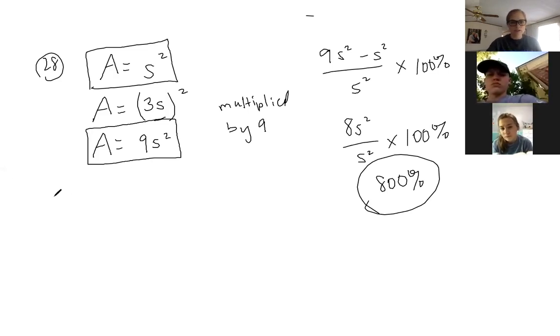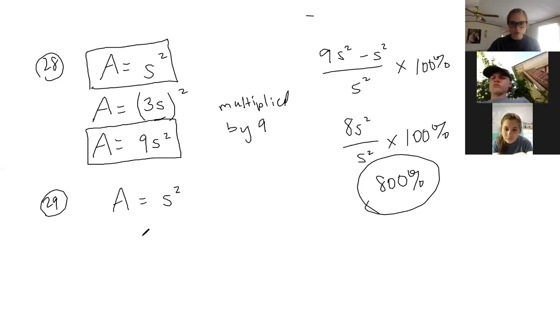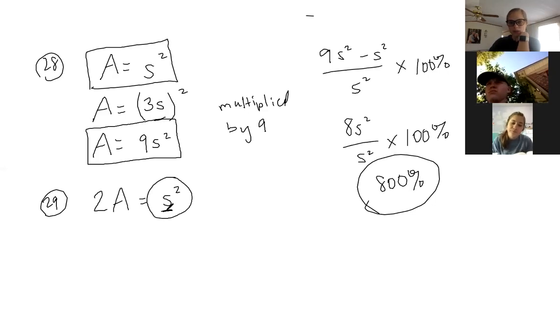All right, number 29. The area of a square can be doubled by multiplying each side by what factor? So the area of a square, which is A equals s squared, this area can be doubled or multiplied by 2 if each side s is multiplied by what factor? How do you figure this one out? What would I have to multiply s by in order to get 2a?